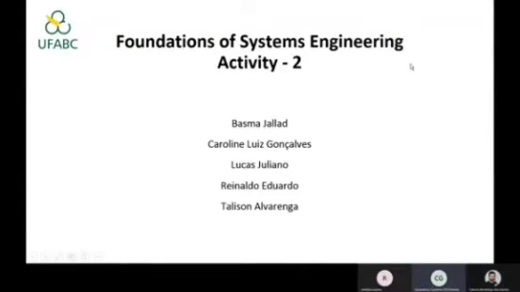This is Activity 2 of Foundations of Systems Engineering.